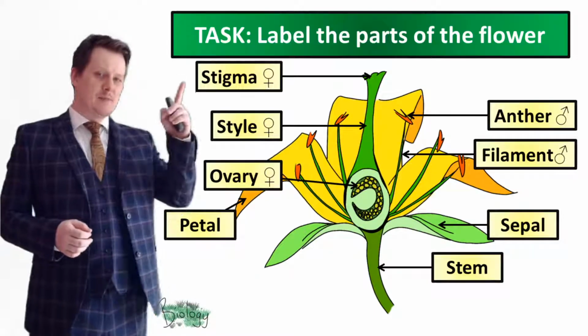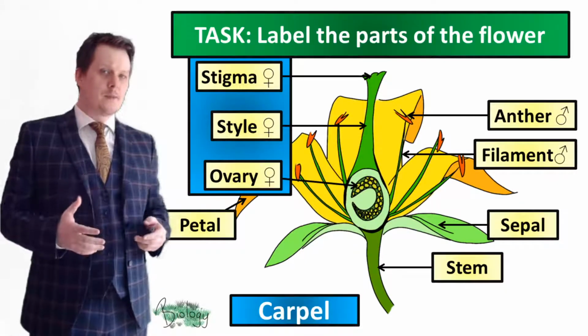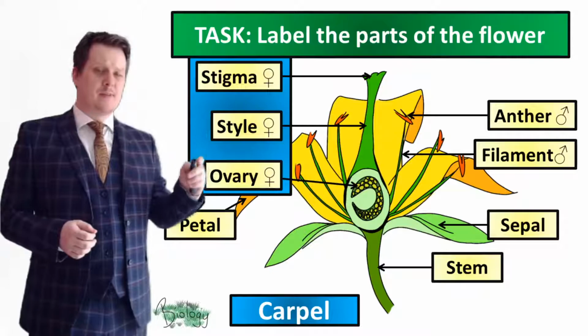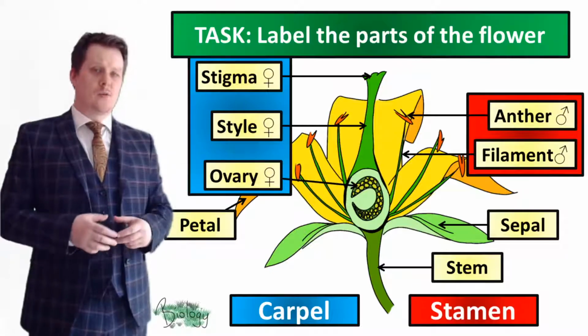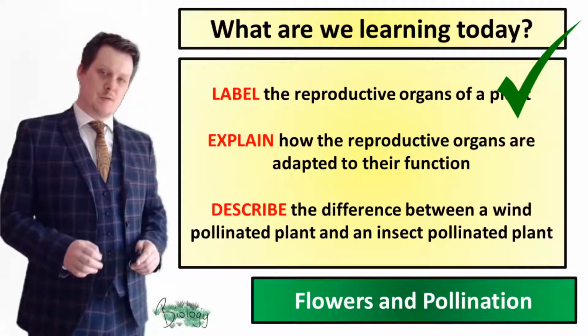Collectively, this stigma, style and ovary, these female parts of the plant, are called the carpel, and the anther and the filament, the male parts of the plant, are called the stamen. So now we've labelled the reproductive organs of a plant.